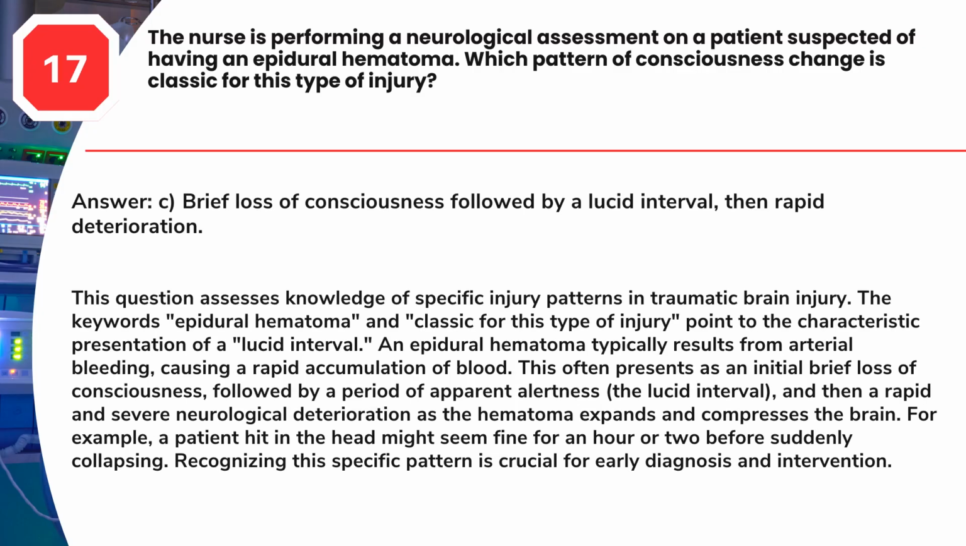Answer: C. Brief loss of consciousness followed by a lucid interval, then rapid deterioration. This question assesses knowledge of specific injury patterns in traumatic brain injury. The keywords epidural hematoma and classic for this type of injury point to the characteristic presentation of a lucid interval. An epidural hematoma typically results from arterial bleeding, causing a rapid accumulation of blood. This often presents as an initial brief loss of consciousness, followed by a period of apparent alertness, the lucid interval, and then a rapid and severe neurological deterioration as the hematoma expands and compresses the brain.